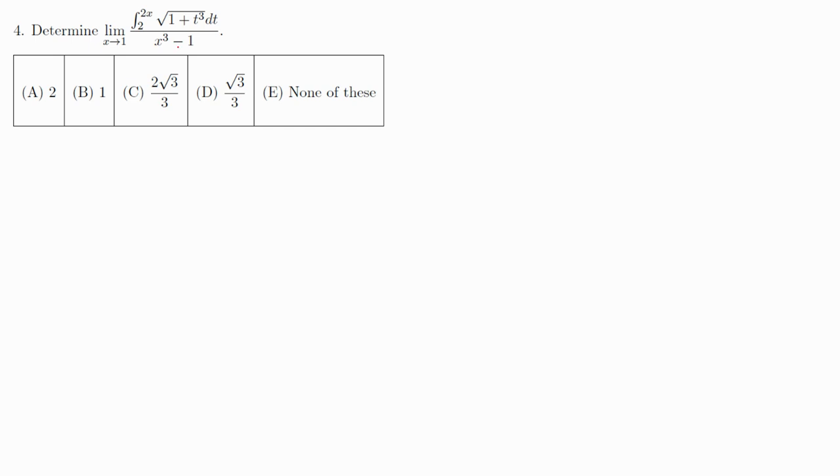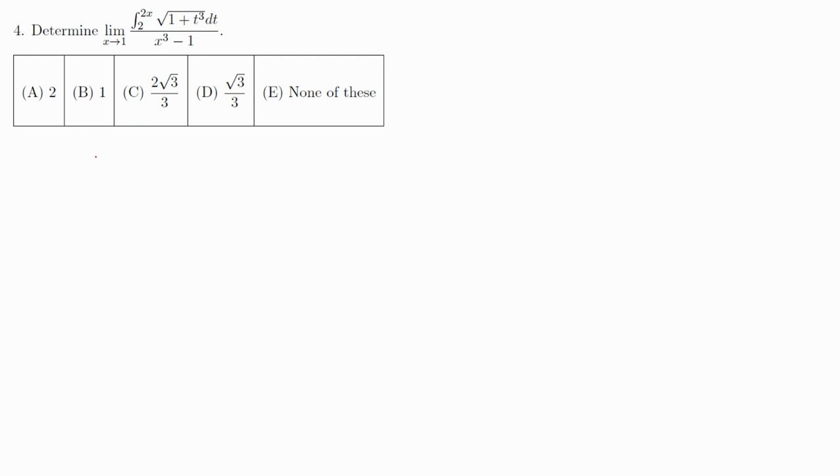Perfect. Now number 4, we have a limit, but if we just substitute in this 1 in here, we'll get a 0 at the bottom. So this gives us a clue we're going to use L'Hopital's rule. Okay, so let's go differentiate the top part and differentiate the bottom part.